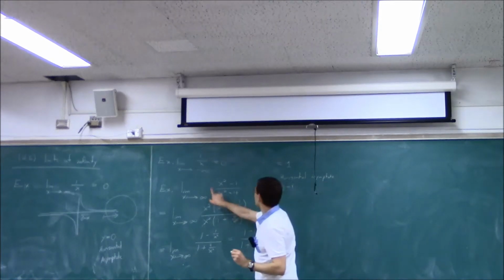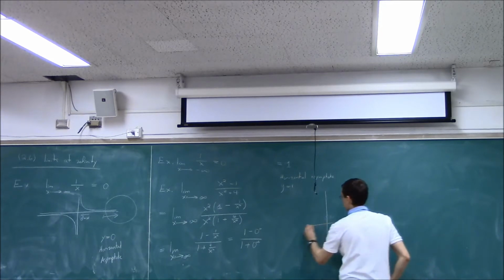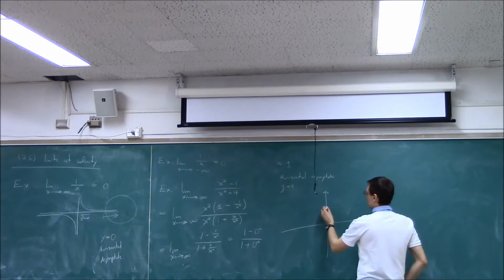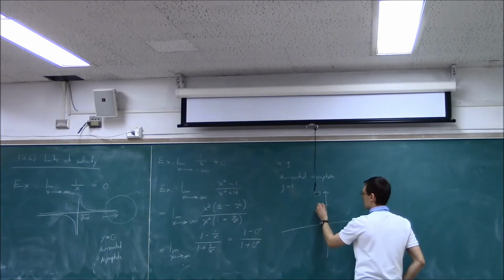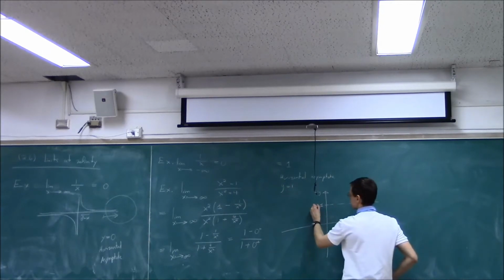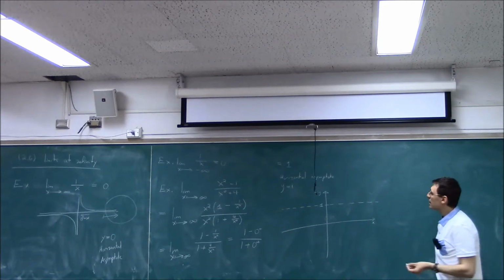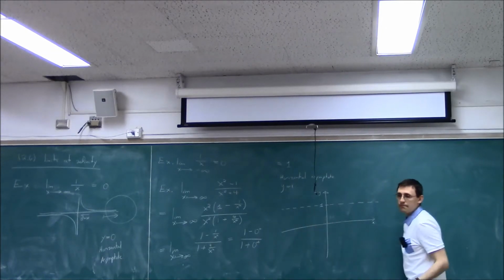So here is what happens here. If this is the y-axis, this is the x-axis, I can draw the line y equals 1. Y equals 1 means whatever x is, y doesn't care, it's just 1. So it's a horizontal line. Okay?